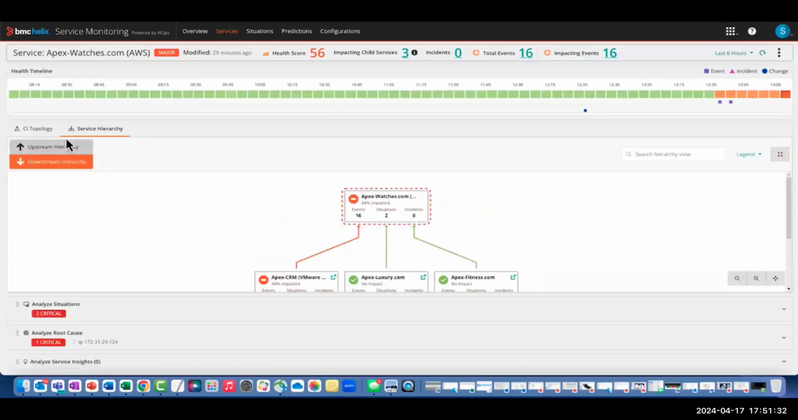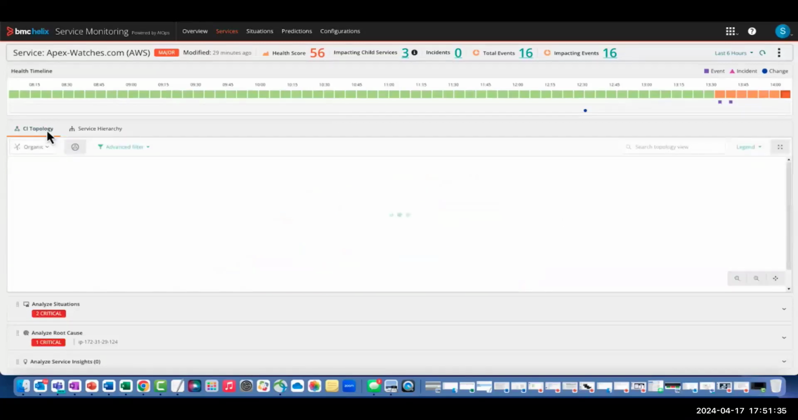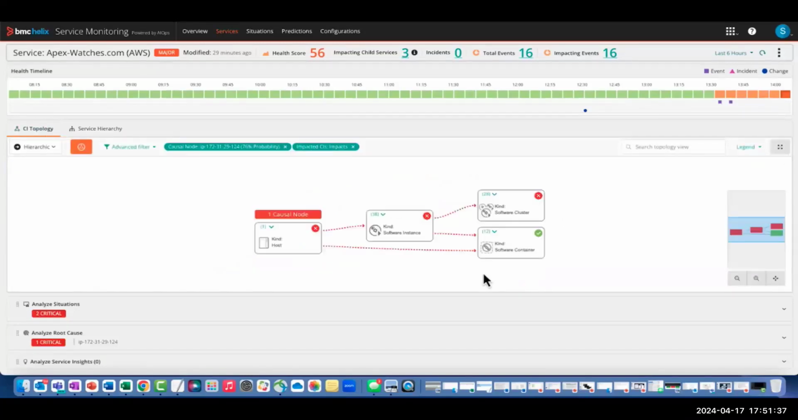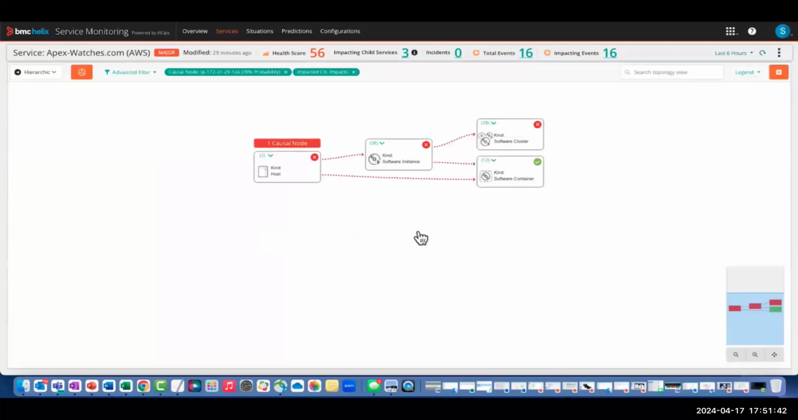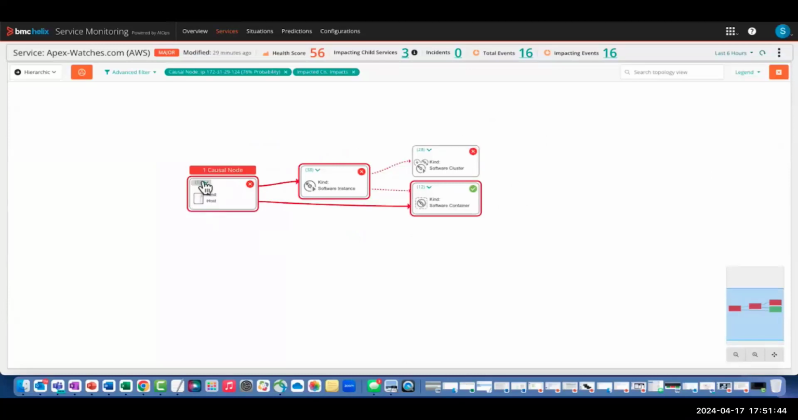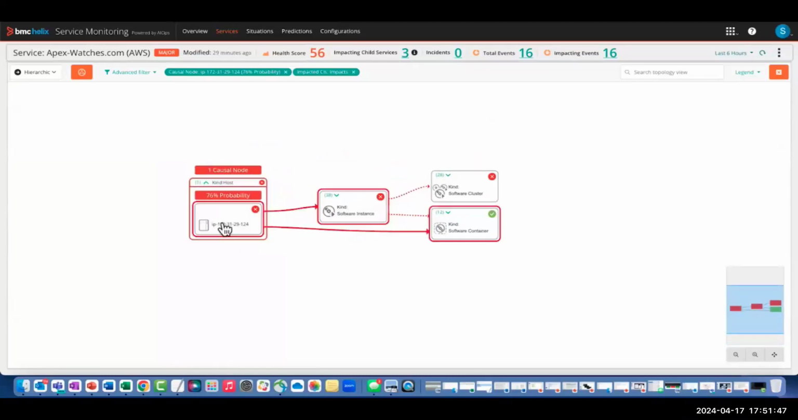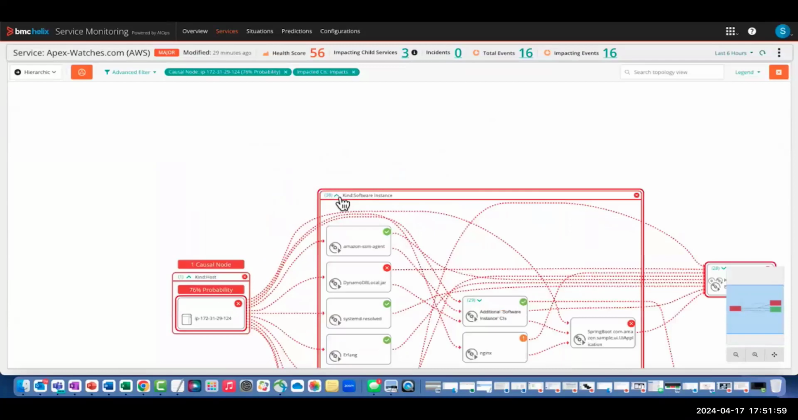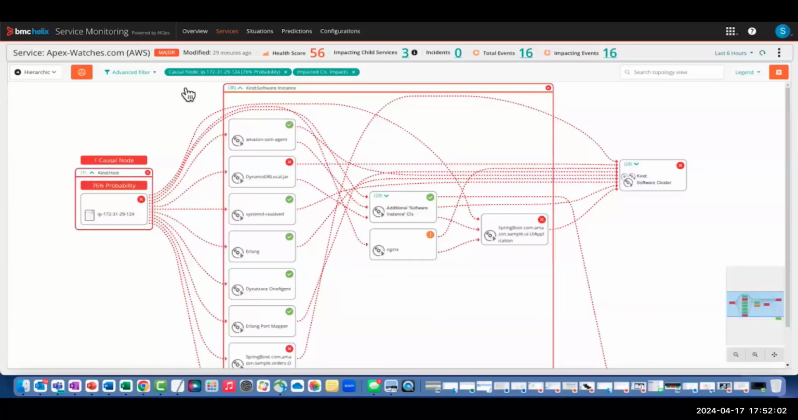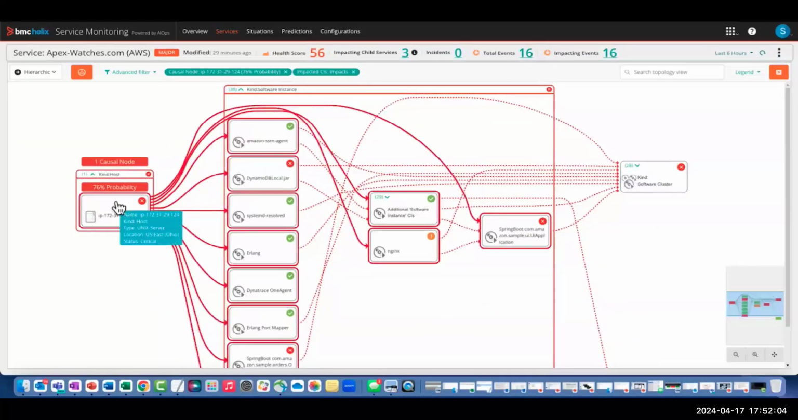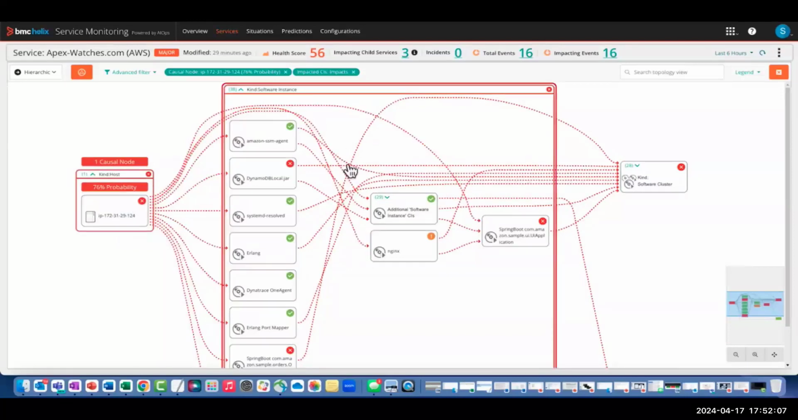So if I go back to this view, I can also look at a CI topology. So this is an infrastructure view of what is going on. So if I expand this a little bit, we can see that we have 1 causal node. So that's the same one that we saw in the service ticket. But we can see that this is impacting 2 others, a software instance and a software container. And if I expand these, I can actually see the topology, and again, I can see what is affecting what and what is causing a problem.